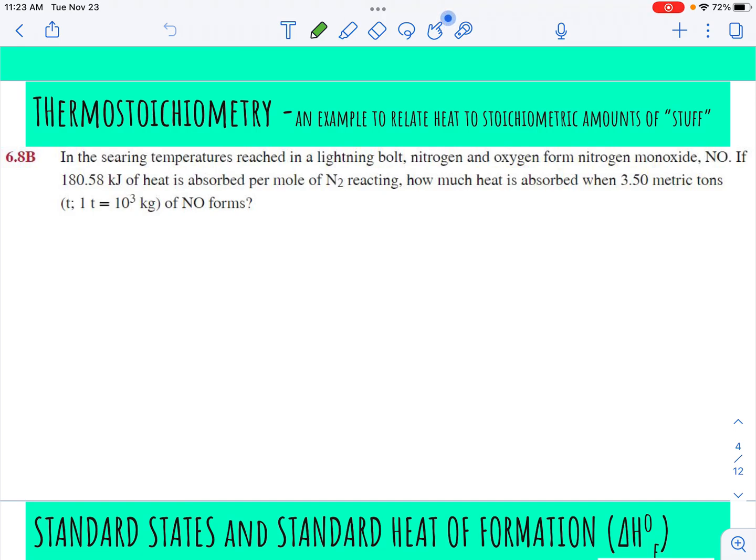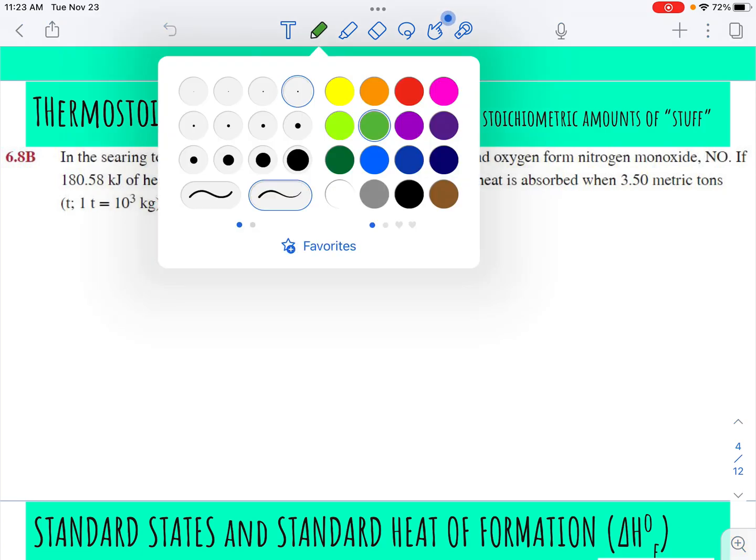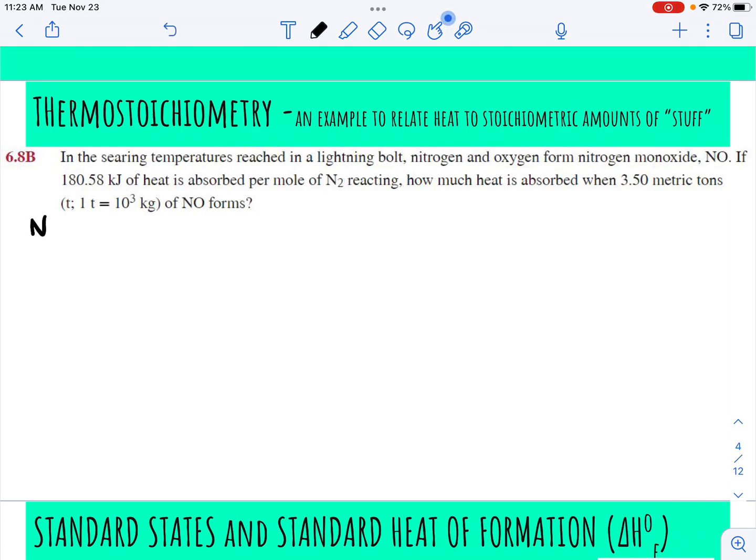So in a lightning bolt, nitrogen and oxygen form nitrogen monoxide, and we definitely need a chemical reaction for this. They tell us how much heat is absorbed per mole of N2, so we want to make sure that that matches. So I'm going to go ahead and write the equation for this. We have N2 plus O2, nitrogen and oxygen, remember that those are both diatomic, forms NO, and I need to balance that equation, so I need to use 2 moles of NO, and that will take care of that. And then I'm going to read to make sure that I know what delta H matches. And this says delta H is for 1 mole of N2 reacting, which is the coefficient that I already have.